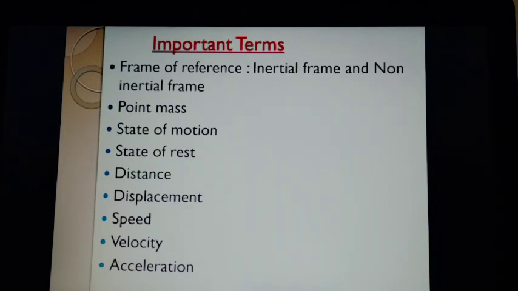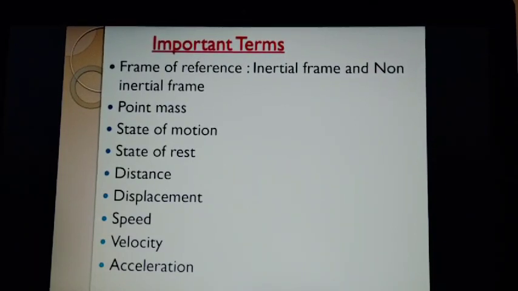The distance traveled is 10 kilometers, and the size of the ant will be maximum 1 or 2, maximum half or 1 centimeter. So comparing to the size, it traveled a very large distance. Such an object is called a point object or point mass. A point object is an object whose size is very, very negligible compared to the distance traveled by that object. It is called a point mass.